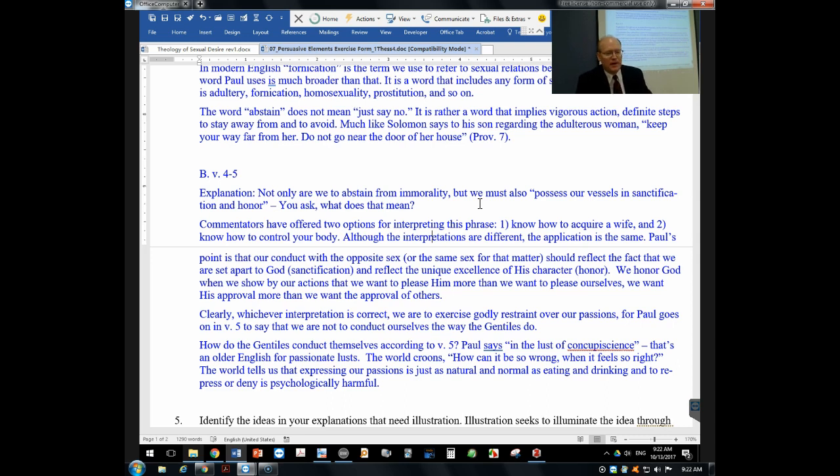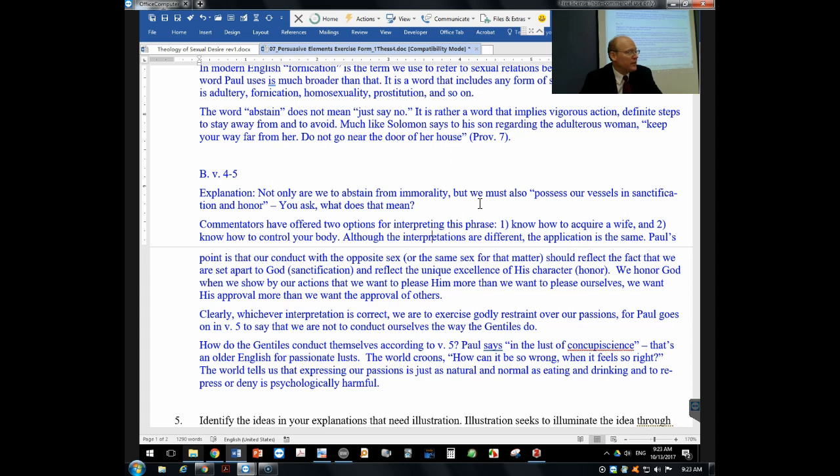Paul's point is that our conduct with the opposite sex, or with the same sex for that matter, should reflect the fact that we are set apart to God and should reflect the unique excellence of His character. We honor God when we show by our actions that we want to please Him more than we want to please ourselves. We want His approval more than we want other people's approval. Now, whichever interpretation is correct, we are to exercise godly restraint over our passions. For Paul goes on to say in verse 5 that we're not to conduct ourselves the way the Gentiles do. How do the Gentiles conduct themselves? Paul says it's in the lust of concupiscence.